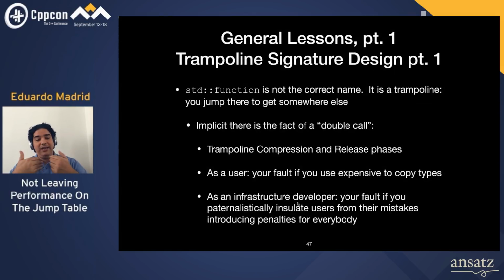So what it actually is, is a trampoline. It's something that you jump to, not with the intention of staying on it, but because the trampoline will take you somewhere else. Well, I call that a double call, or the trampoline compression and release phases. So if std::function were instead called trampoline, it would be clear that there is a double call, and that would hopefully make users think twice about using expensive-to-copy types in the call arguments.